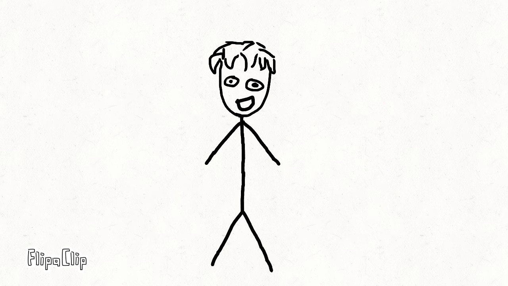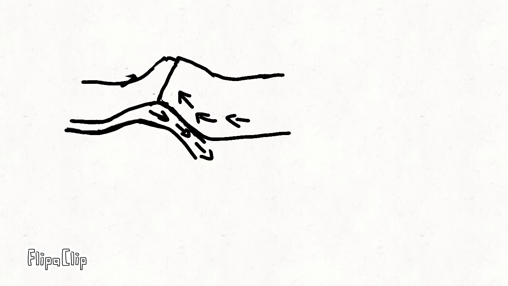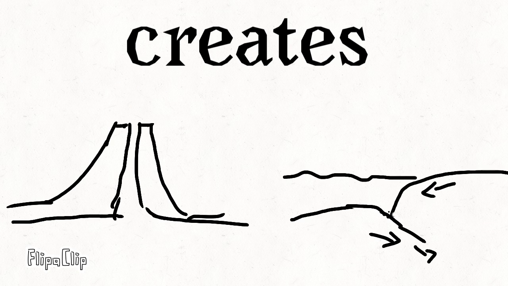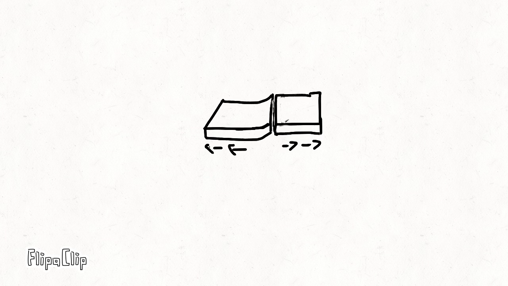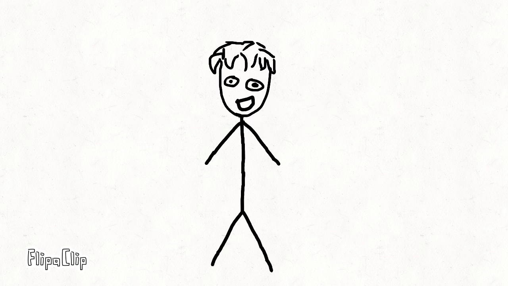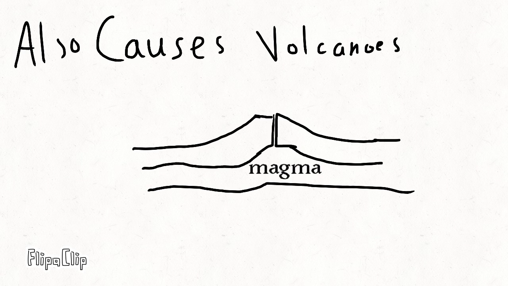Now, the three types of plate boundaries are convergent, which is where two plates collide, usually causing one to slide under the other, causing volcanoes or trenches. Divergent plate boundaries are where two plates will move away from each other, and a chunk of Earth will fall down, causing earthquakes, or the formation of new volcanoes.